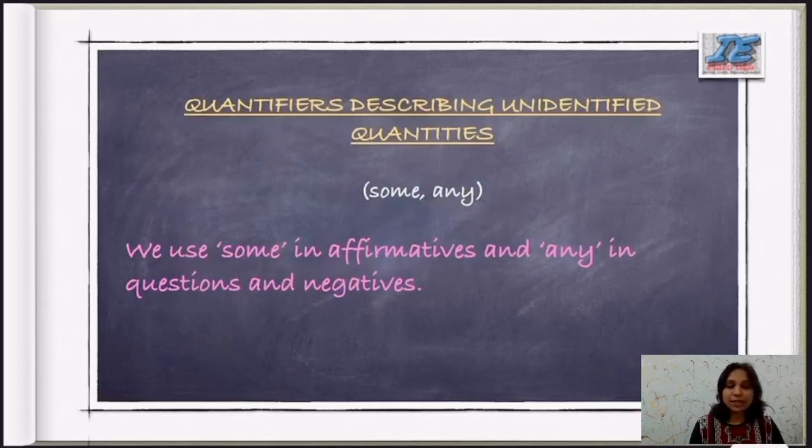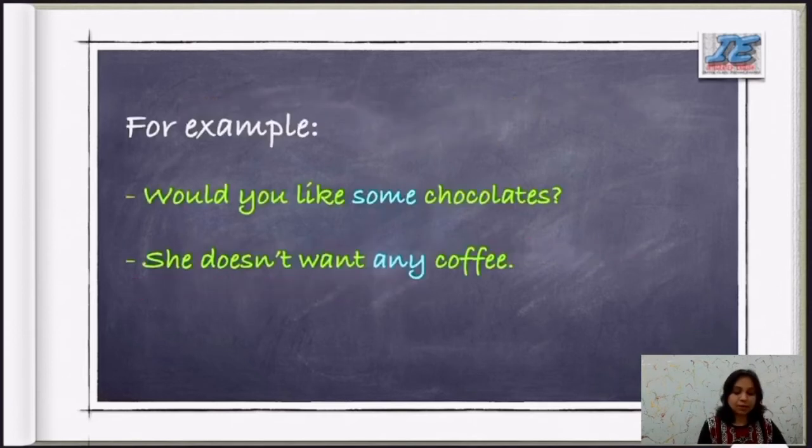Then we have the next category, that is quantifiers describing unidentified quantities. When the quantities are not known to us, we use these quantifiers, and they are some and any. We use some in affirmatives and any in questions and in the negative sense. Whenever we talk in the negative sense, we use any, and when we are talking about affirmative things, we use some.